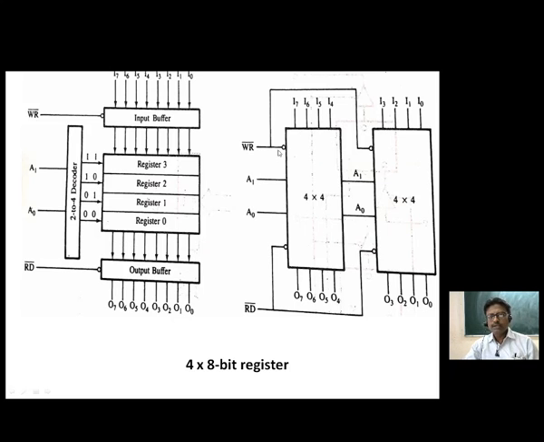Of course the input buffer is enabled by the write signal, the output buffer is enabled by the read signal, and we have 4 input lines for one register and 4 input lines for the other register, and in combination it is from I0 to I7, and the output will be from O0 to O7. So this is an example of how we are going to connect if we have a number of chips available.